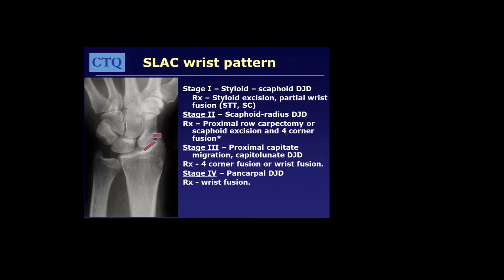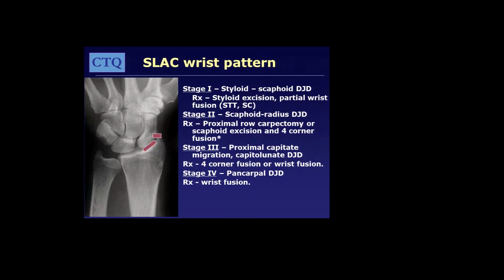Stage 2 involves involvement of the entire scaphoid fossa on the radius with the scaphoid. When you get to this point, the scaphoid has to be removed. In addition to removing the scaphoid, your choices are also to remove the lunate and the triquetrum, what is termed a proximal row carpectomy, or you can excise the scaphoid and then do fusion of the capitate, lunate, triquetrum, and hamate.